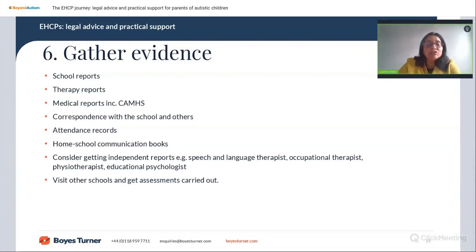And if you are looking at a change of placement or change of type, do visit other placements and get those assessments carried out. And if they have to offer a placement, make sure that those assessments and offers are with you before you request that, especially if it's an independent school. Make sure they can meet needs and offer that place if you are asking for a change of placement.